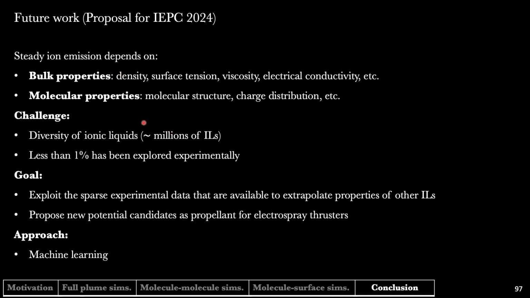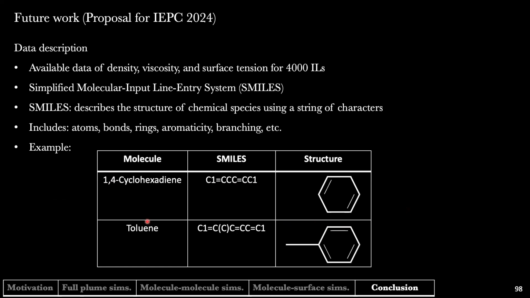And the challenge to find the appropriate ionic liquids that satisfy our conditions is that there is a very big diversity of ionic liquids. There are millions of ionic liquids that we can use. However, less than 1% has been explored experimentally. And the goal is to exploit the sparse experimental data that are available to extrapolate properties of other ionic liquids. And then from this step, we can propose new potential candidates as propellant for electrospray thrusters. And we want to use machine learning for that.